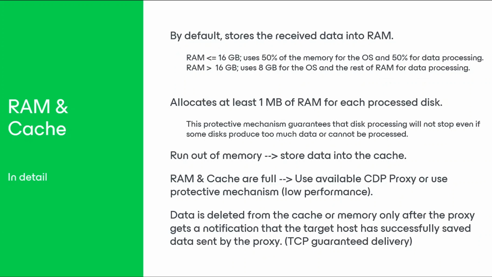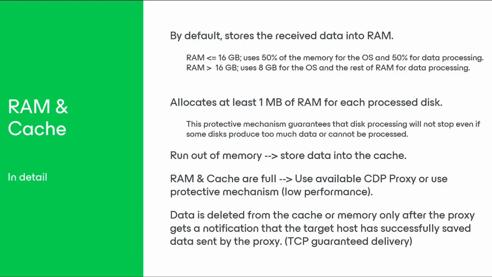The CDP proxy also always allocates at least 1 megabyte of RAM for each process disk. This is kind of a protective mechanism just to make sure that the processing will not stop even if some disks produce too much data and cannot be processed on time. So if a CDP proxy runs out of memory and cannot allocate any space in memory, then the proxy starts storing data in the cache, which means on disk, right? Which probably will be slower.